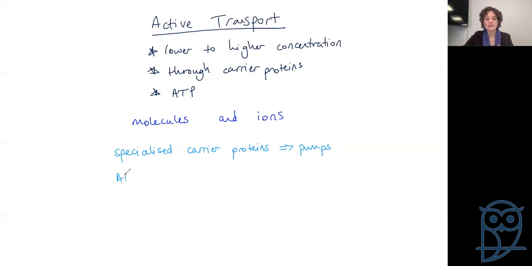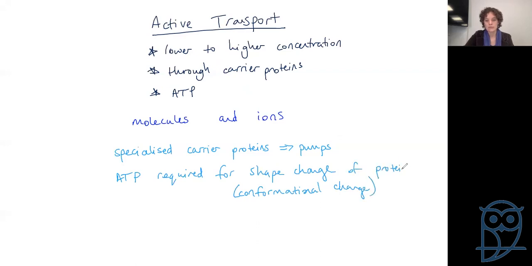Okay, in this case, ATP is required for the shape change of your protein. Fancy words? Conformational change. Okay, so facilitated diffusion, it just was the binding that caused it. Here, we need ATP to get that change of shape. That's active transport. So it's not complex, okay? But it is key things that you have to remember. Lower to higher through carrier proteins using ATP.